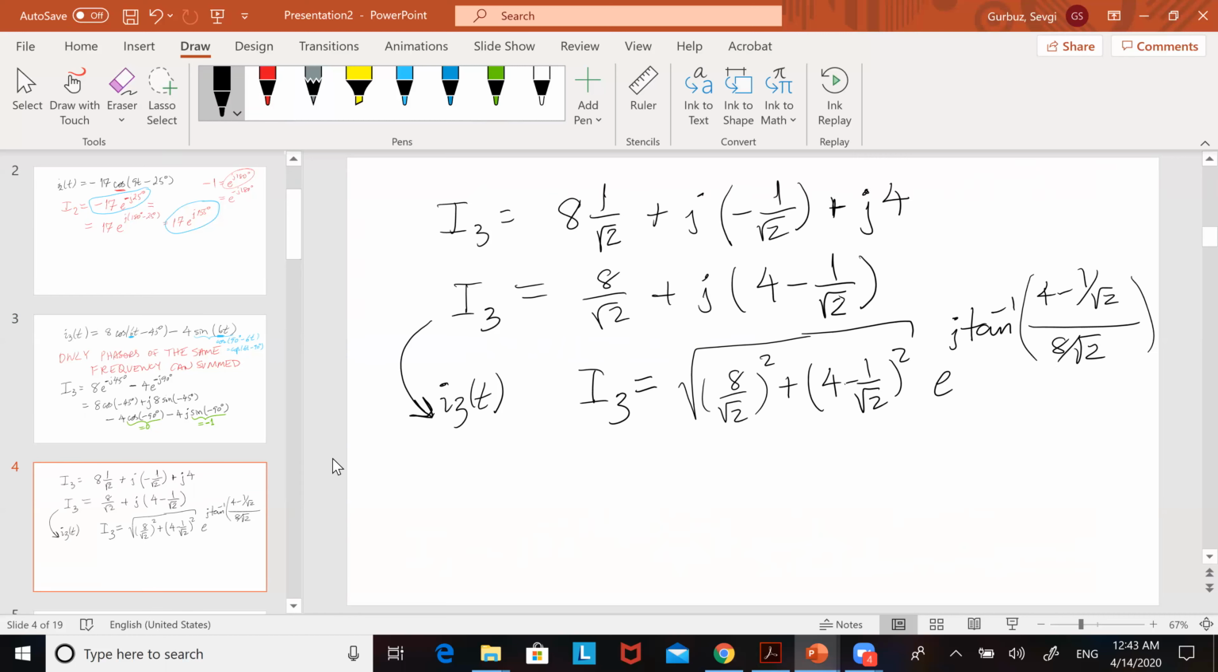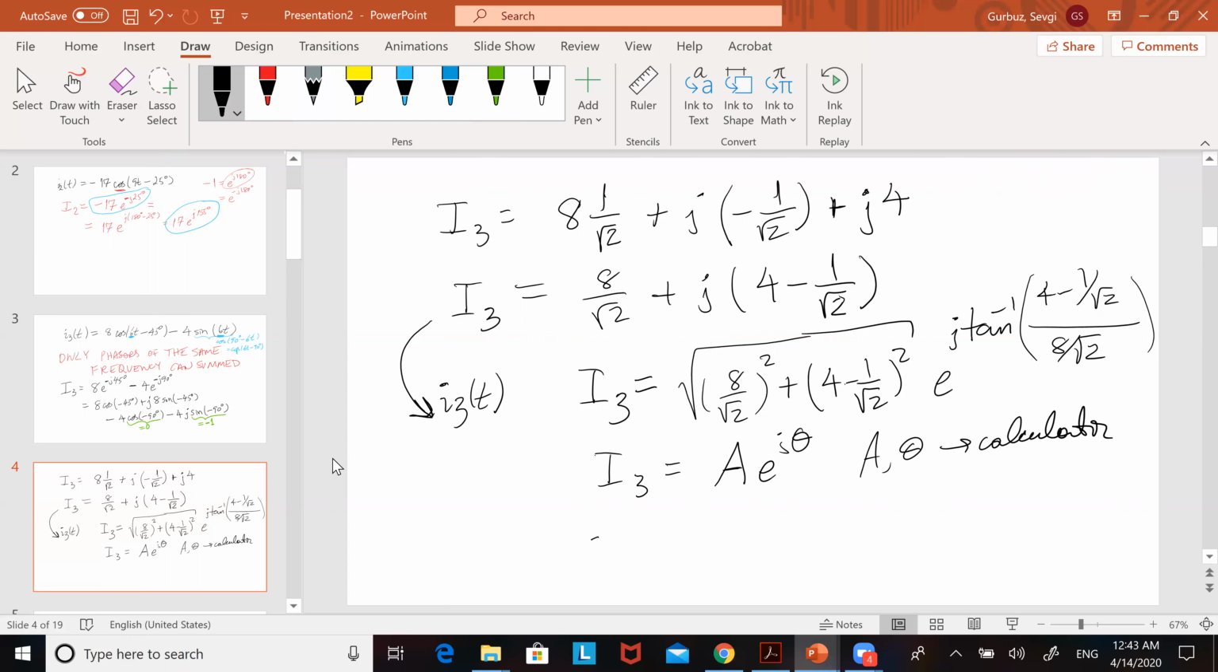Now, I don't want to spend the time to go through and calculate this out, but you could whip out your calculator at this point, and you could write I3 in terms of just a capital amplitude A, e to the j theta, where A is defined as the square root term we have here, and theta is defined as the tangent inverse of this huge argument that we have here. Again, A and theta we find from the calculator at this point. But we ultimately know what A and theta are.